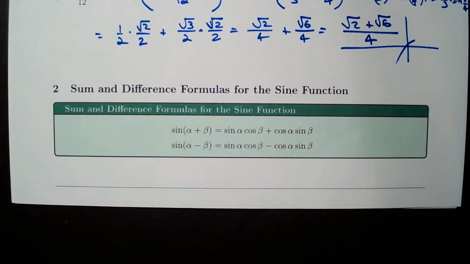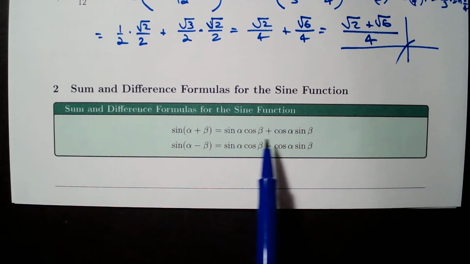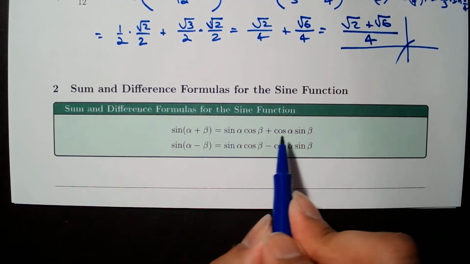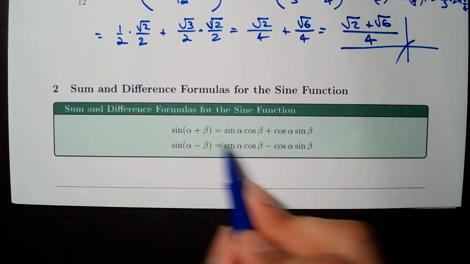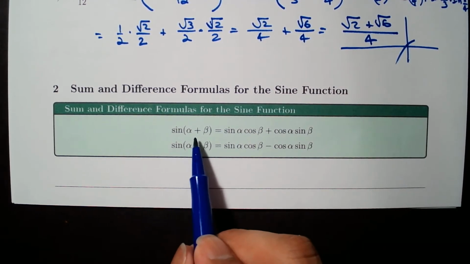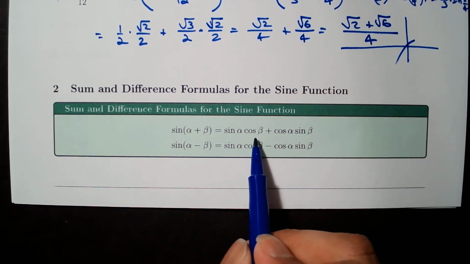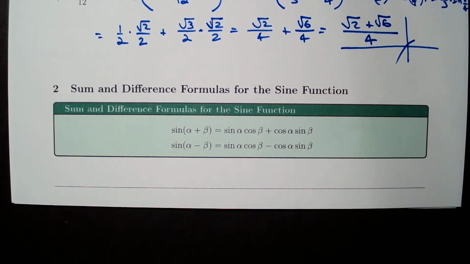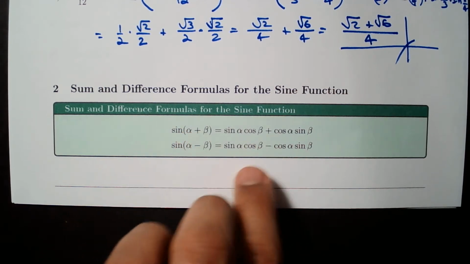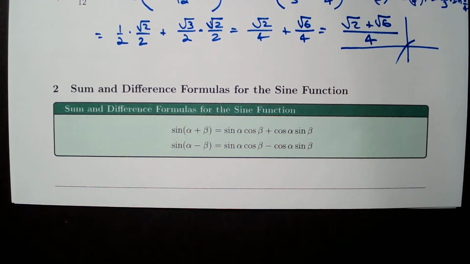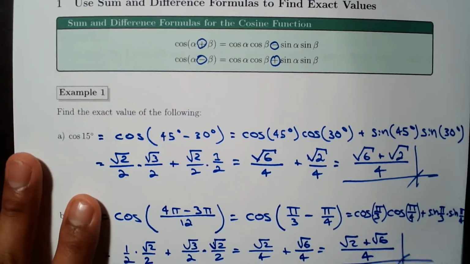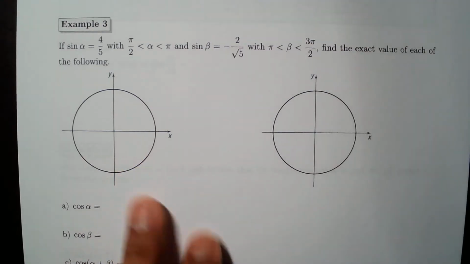However, for the sum and difference formulas for the sine function, the plus remains plus and the minus remains minus, but the functions are kind of mixed up. So sine of the sum is sine alpha cosine beta plus cosine alpha sine beta. So there's some interchanging in there. Same pattern, but just the opposite sign afterwards. All right, so let's look at one example of what to do in a situation like this.